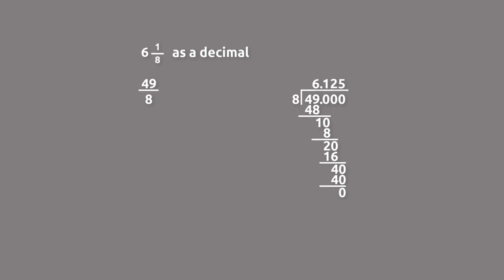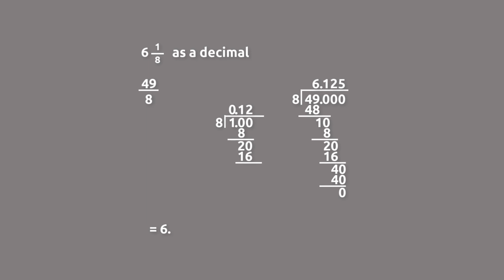Now we could also recognize that it's just 6 point something, and look at just the fraction portion of the mixed number. 1 divided by 8. Either way, we end up with the same type of problem. How many times will 8 go into 10? 1. If you'll notice, this is extremely similar here. 10 minus 8 is 2. Bring down a 0. 8 times 2 is 16.